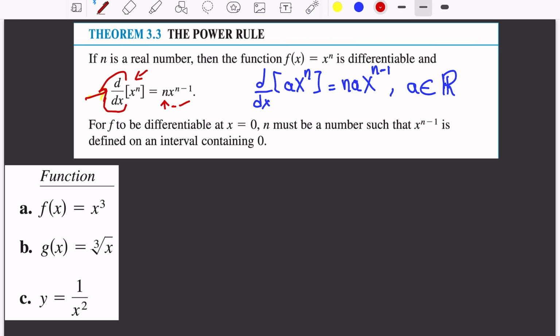So I have another way of looking at it. Keep in mind a will be a constant. In this case, the derivative with respect to x of a times x to the n is equal to n times a times x to the n minus 1, where a is in the real numbers. So for f to be differentiable at x equals 0, n must be a number such that x to the n minus 1 is defined and continuous at 0.